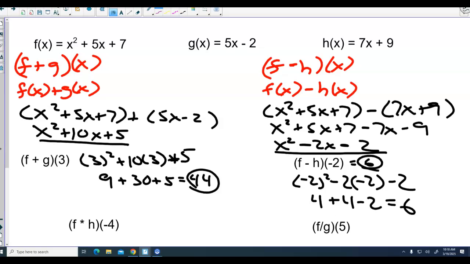Okay? So you want to subtract the functions first, and then if they want you to put a number in for x, they'll give you that number, and once you're done with the subtraction, you just plug it in for your x.